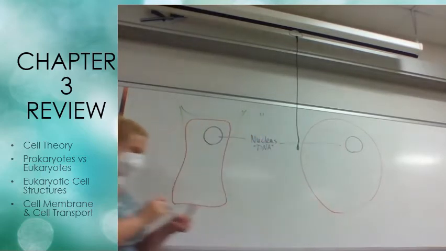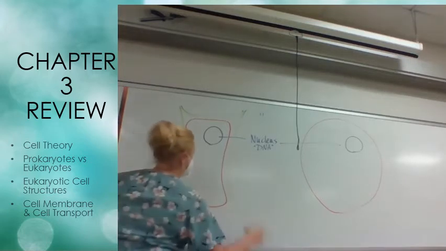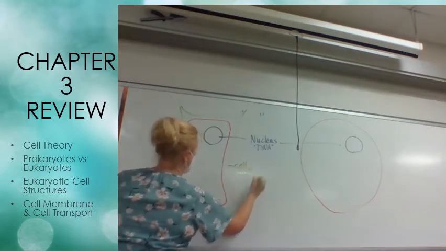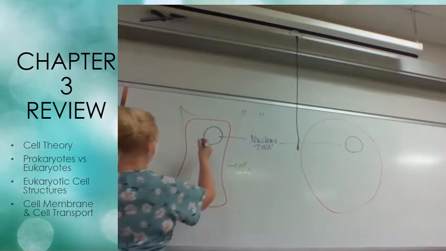Okay? From there, we have some parts on our plant cell that our animal cell does not have. What were the 3 things a plant cell has that an animal cell does not? Cell wall. Right, here it is. What else did it have? A central vacuole. What does the central vacuole do?